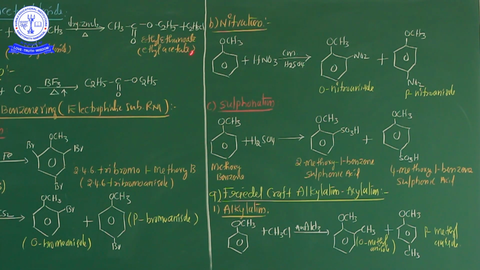Okay students, see here, nitration. Bromination is already completed. In the case of nitration, when treated with a mixture of concentrated HNO3 and concentrated sulfuric acid, anisole undergoes nitration to form a mixture of ortho and para nitroanisoles. Ortho and para nitroanisole, these are very important. So see here, nitration: anisole is treated with the mixture of HNO3 and concentrated sulfuric acid.